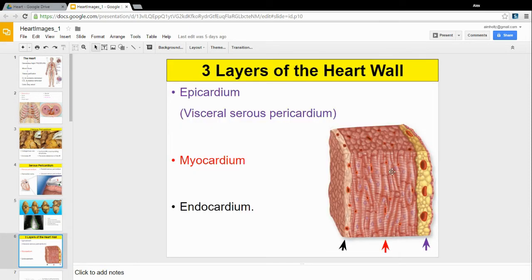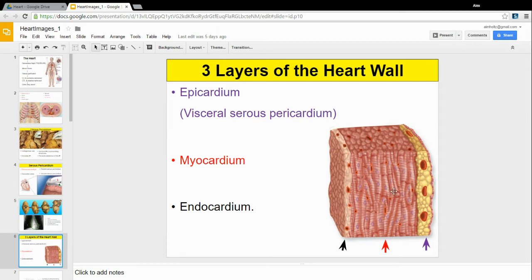All right, check this out. Heart wall itself, 3 layers to it. Outermost layer, kind of connective tissue-y. Look at the fat in there, but covered by a slippery, simple squamous epithelium right there. There it is. And this is the visceral serous pericardium, aka the epicardium, the thing on the outside of the heart, literally.